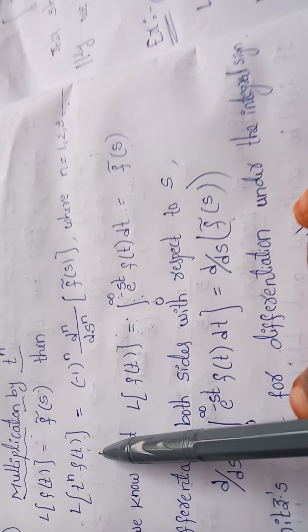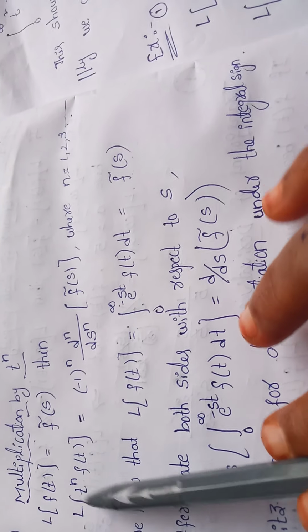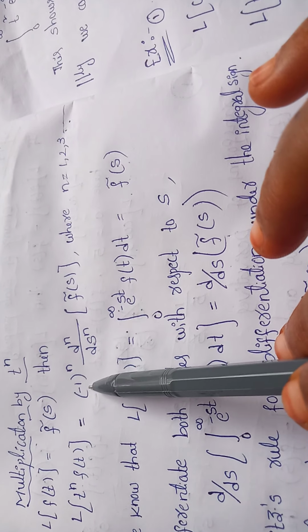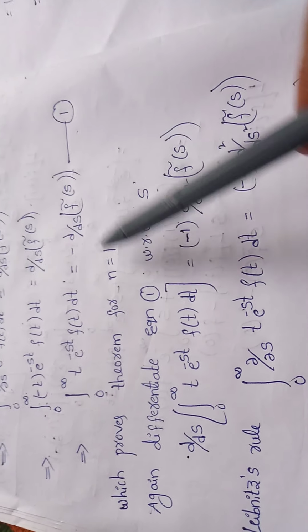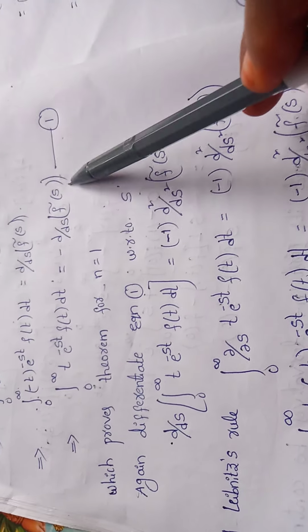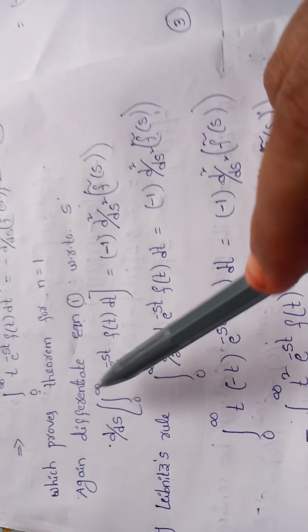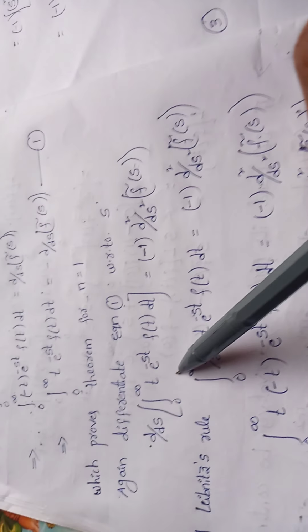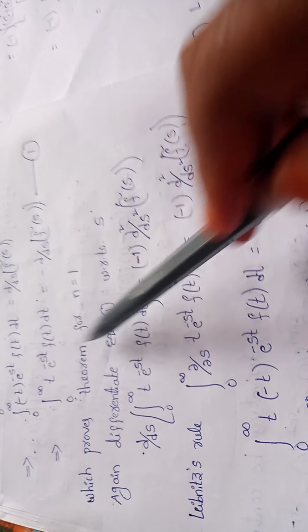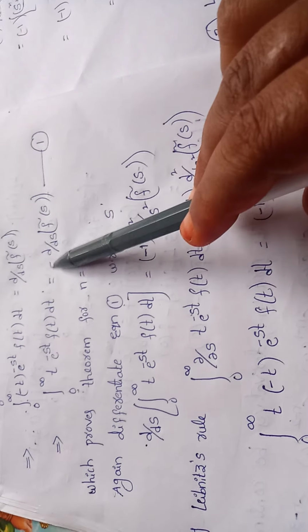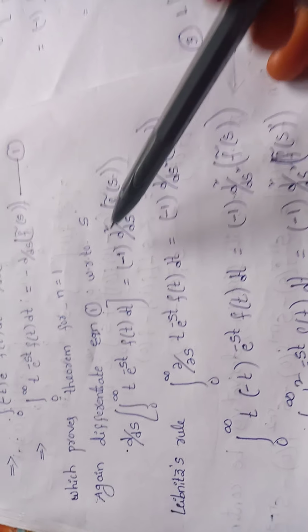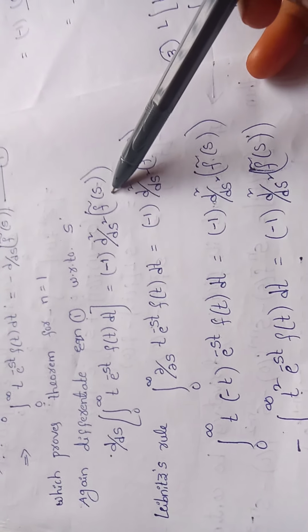So in the given problem, applying n equal to 1, L of t into f of t is minus 1 into d by ds of f bar s. That means the theorem is true for n equal to 1. Again differentiate equation 1, that is, d by ds of the integral from 0 to infinity of t into e power minus st f of t dt equals minus 1 into the differentiation again, d square by ds square of f bar s.